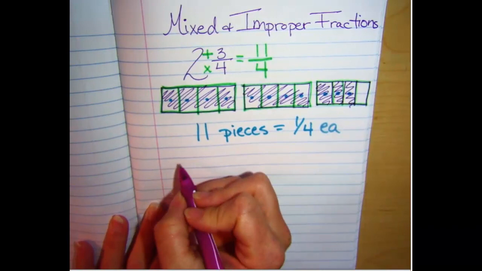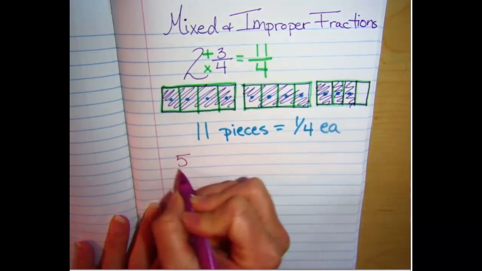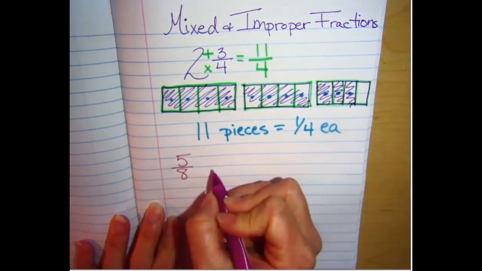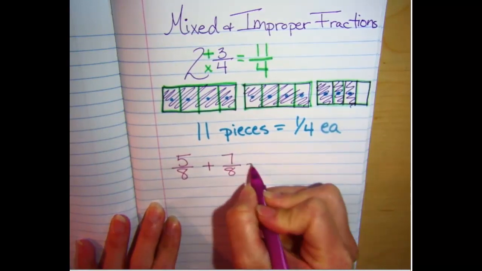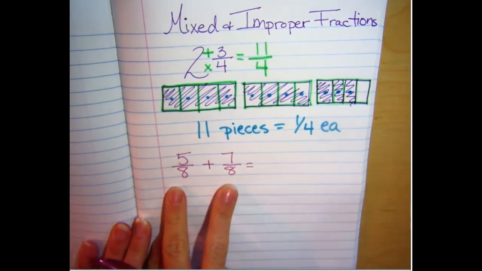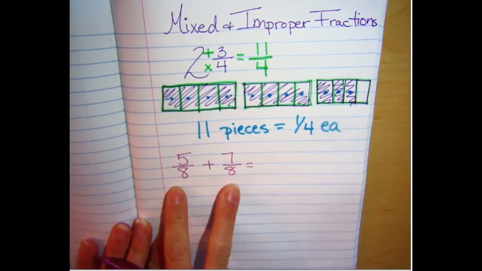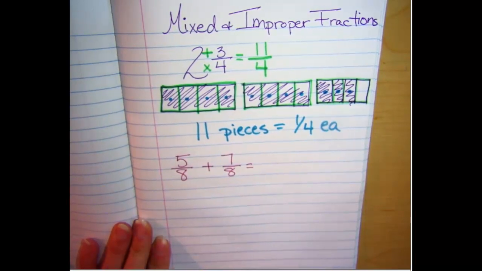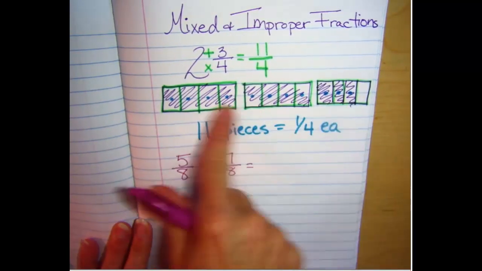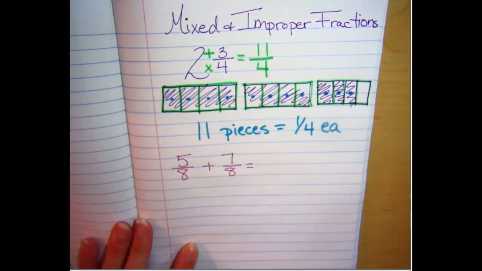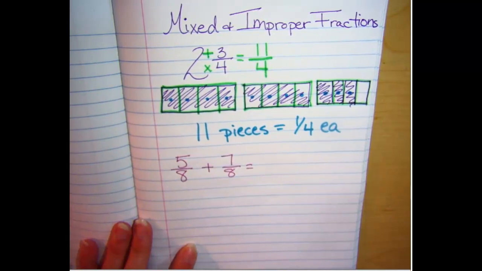So let's say I take 5/8 plus 7/8. Can I add these two fractions together? Yeah. Why? Because they both have the same denominator. The pieces are all the same size. So this means I've got a green light to go ahead and add these together.